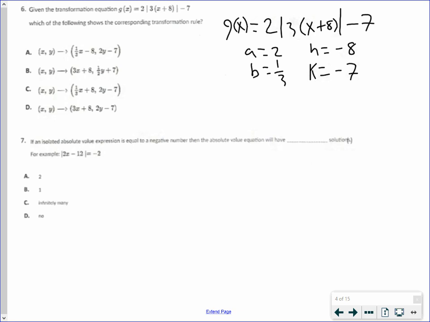So remember, we want bx plus h, comma, ay plus k. So our b is 1/3, so 1/3 x, plus our h, which is -8, comma a, which is 2, times our y, plus our k, which is -7.